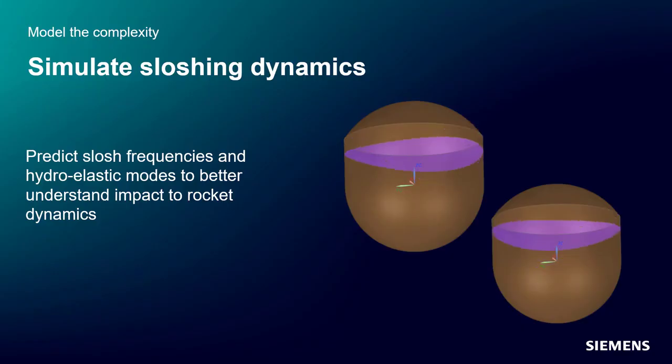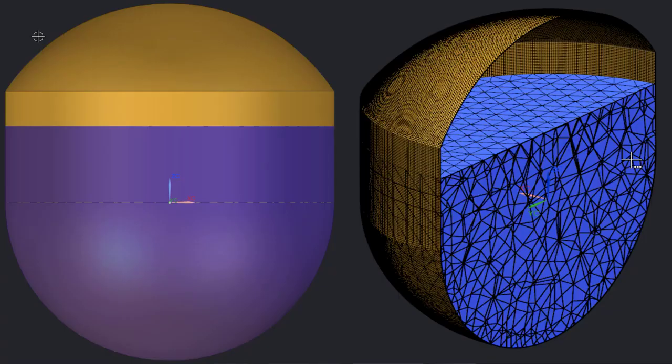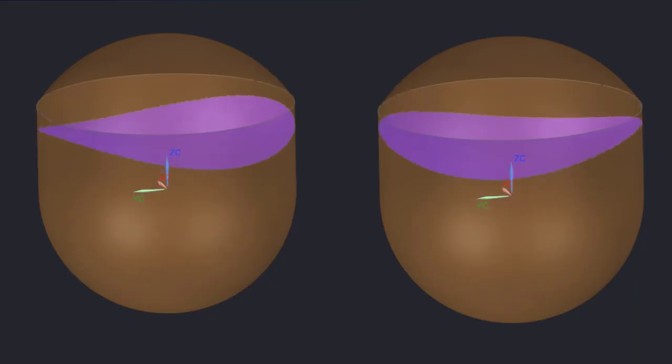In this latest release of Simcenter Nastran, we've introduced new methods that can help you simulate sloshing. The incompressible fluid model in Simcenter Nastran helps you predict slosh frequencies and hydroelastic modes. And sloshing isn't just isolated to aerospace and rocket applications.